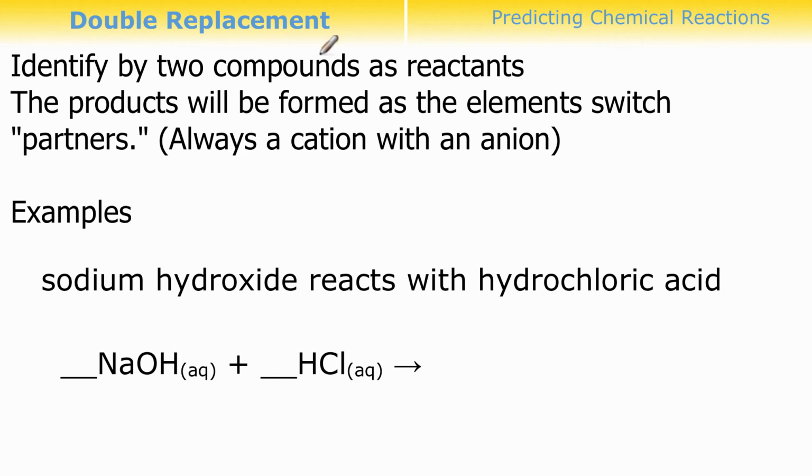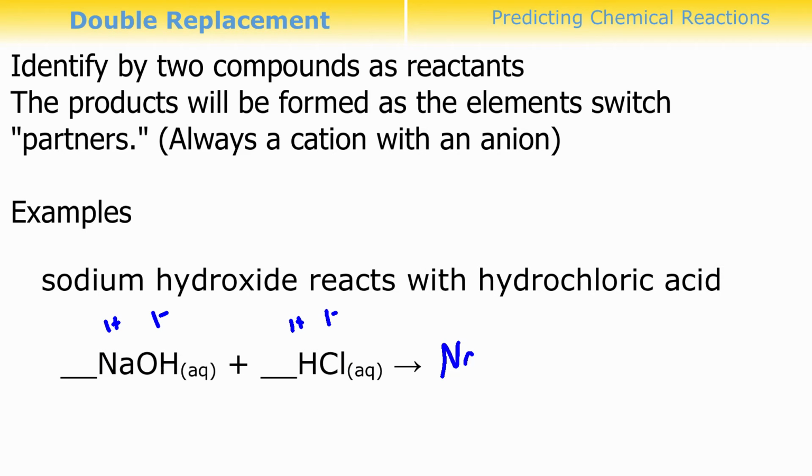So you can identify it. Typically, you're going to have 2 compounds. Compound plus another compound. And what happens is just everybody changes partners. So sodium's currently with hydroxide. Hydroxide's a 1 minus, sodium's a 1 plus. Over here, hydrogen's a 1 plus, chlorine's a 1 minus. So sodium's currently hanging out with this minus. So on the product side, sodium's going to hook up with the other minus.